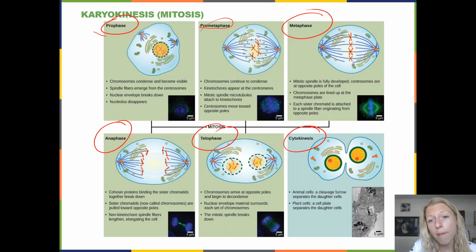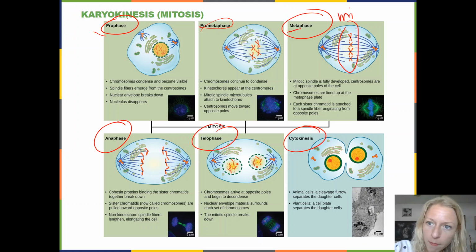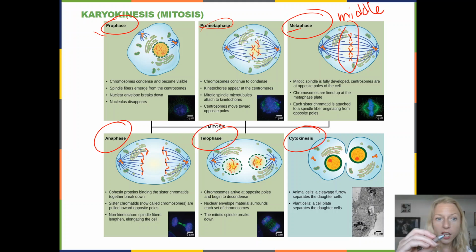Then during metaphase, we are going to have what are called spindle fibers develop, and centrosomes located at the opposite sides of the cell. And then in the middle here, you have all the chromosomes lined up. Meta specifically means middle. So in metaphase, the chromosomes line up at the middle of the cell, and in prophase, pro means first, so this is our first stage.